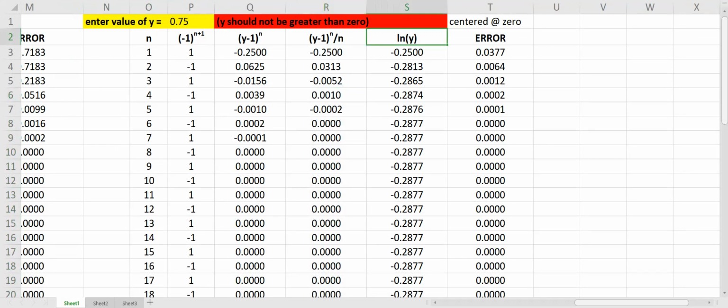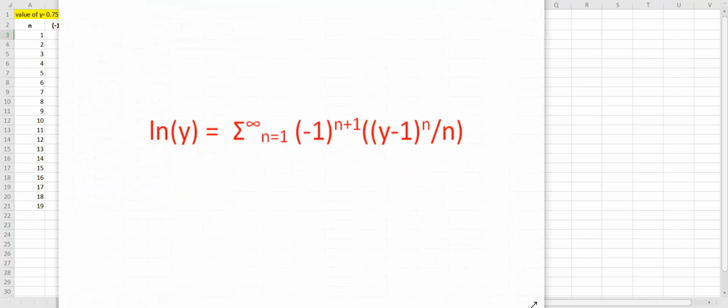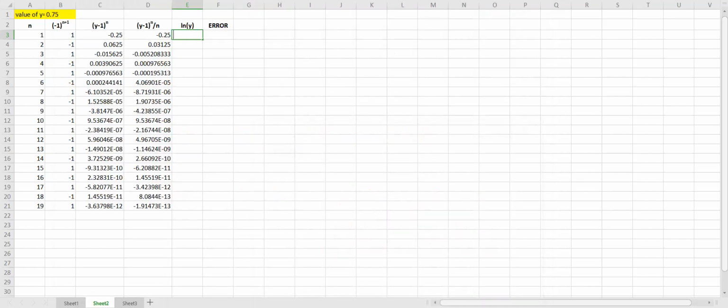Now let's move on to our approximations, ln of y. The ln of y is simply the approximation, which is the Taylor series itself. We can see in our Taylor series that the ln of y is equal to the summation from n equal to 1 of negative 1 raised to n plus 1 times the quantity (y minus 1) raised to n all over n. So here we have (y minus 1) raised to n all over n times negative 1 raised to n plus 1.